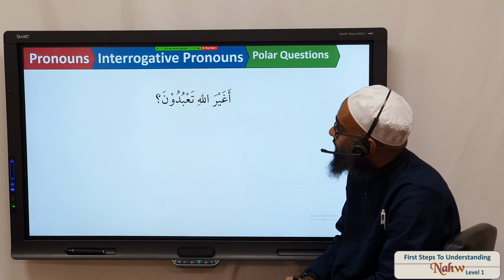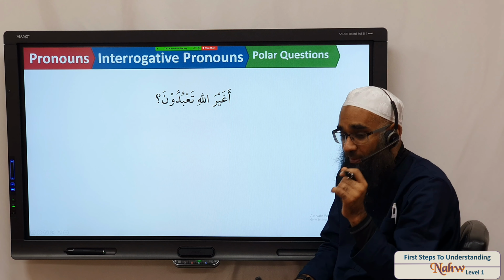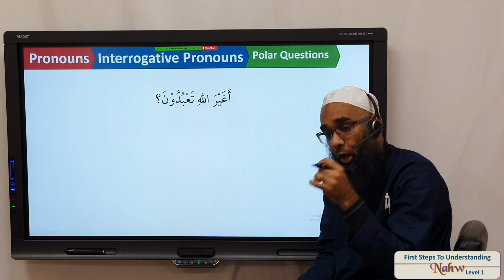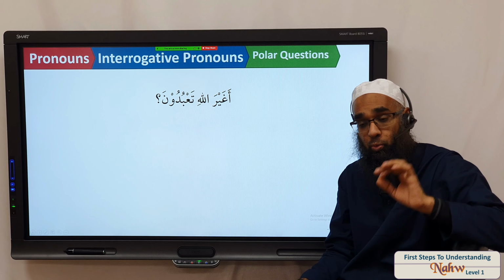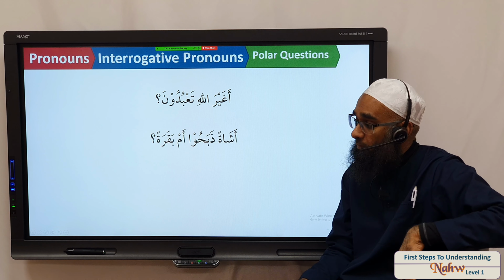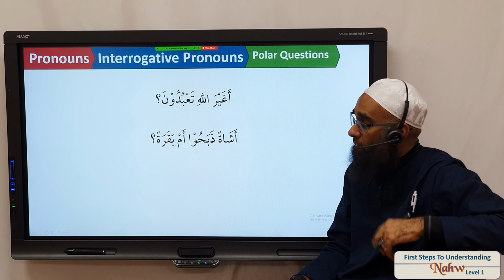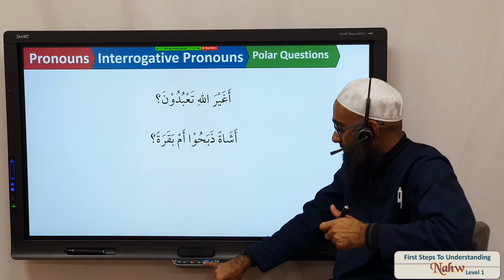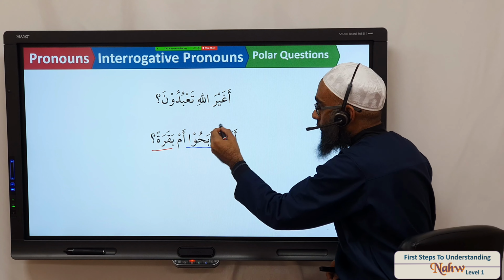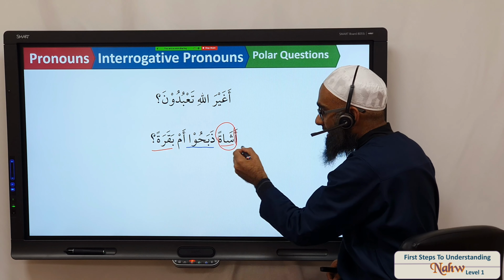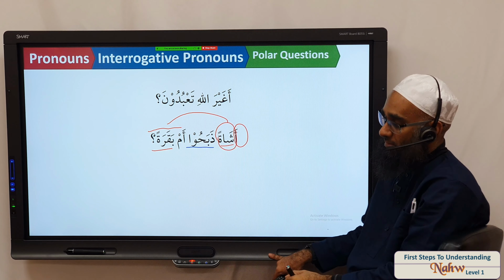So أغير الله تعبدون. In this example, our focal point is not the ibadah. Our focal point is the غير Allah. Are you worshipping somebody other than Allah? We're not questioning the ibadah, we're questioning the غير Allah. Can you worship and bow and submit to somebody other than Allah? أشاة ذبحوا أم بقرة. We know that ذبحوا took place, that they slaughtered. We're just not sure if they slaughtered a shat or a baqarah. Therefore the shat is a focal point that comes immediately after the istifham, and the alternative, the ma'tuf, comes at the end after the sentence.